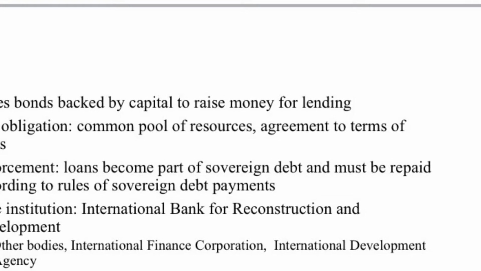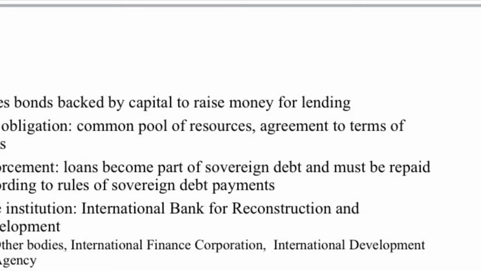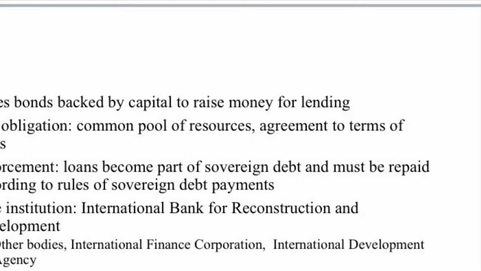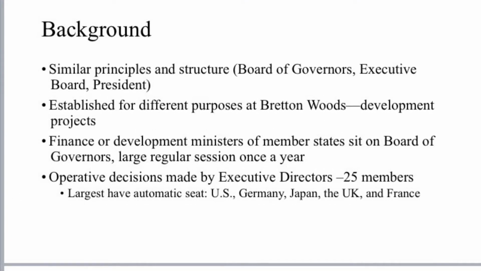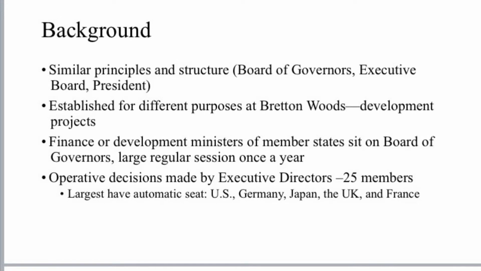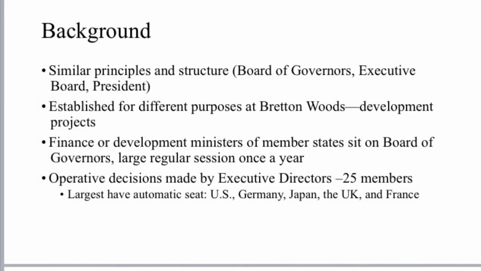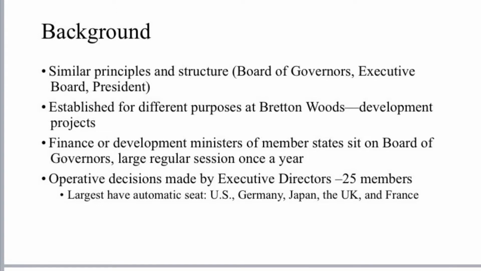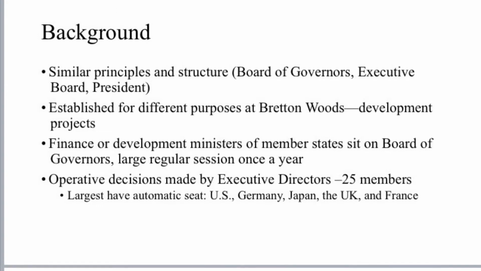The International Development Agency, created in 1960, raises its own money from rich members and lends it at highly favorable rates to the poorest and most indebted countries. The World Bank Group is directed by the Board of Governors, who are typically the finance or development ministers of the member states. Each member has a representative on the Board of Governors, and it meets in a large regular session once per year.